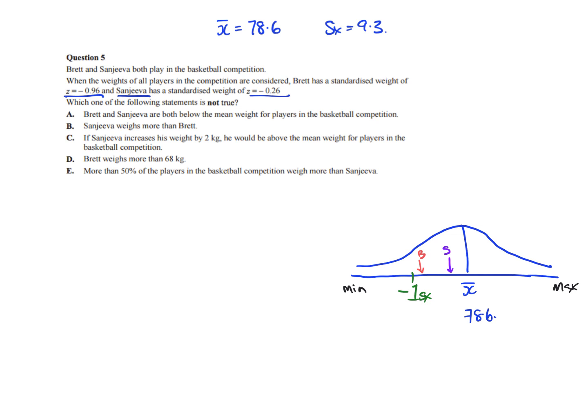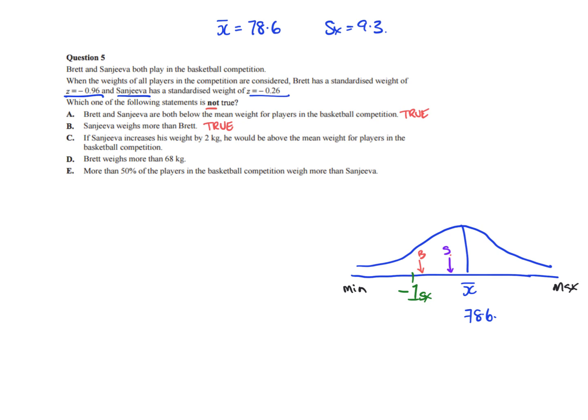So when we look through the questions, it says Brett and Sanjeeva are both below the mean weight of basketball. Is that true or not true? That's true. So that's not what we want because we're looking for the not true. Sanjeeva weighs more than Brett. Looking at my diagram, it's very easy to see that's true, isn't it? Sanjeeva's here. Brett's lower. Okay, if Sanjeeva increases his weight by 2 kilograms, he would be above the mean weight for players in the basketball.